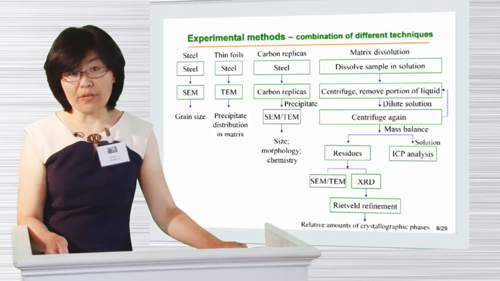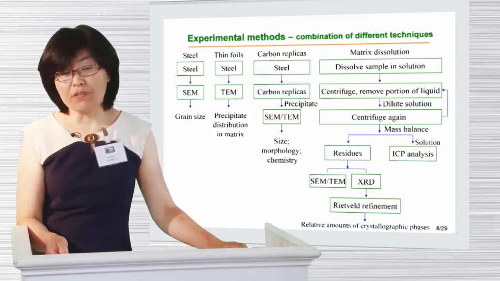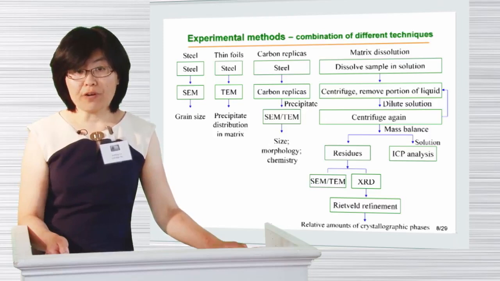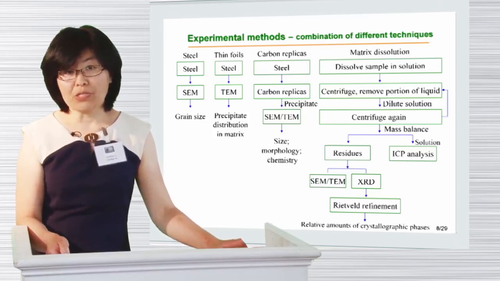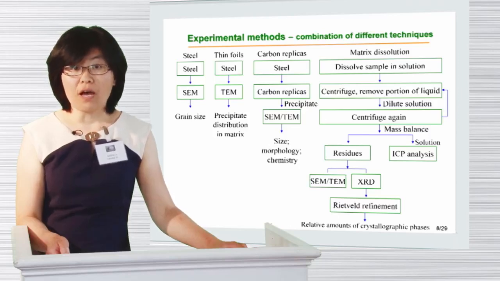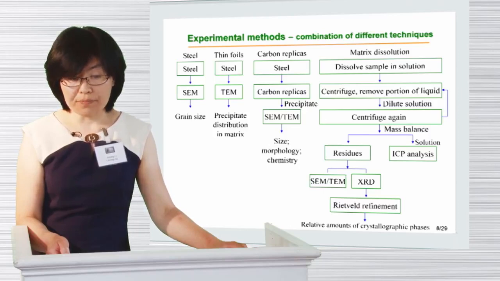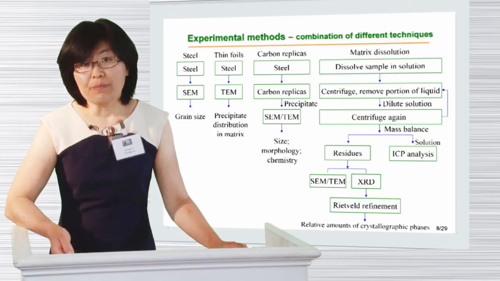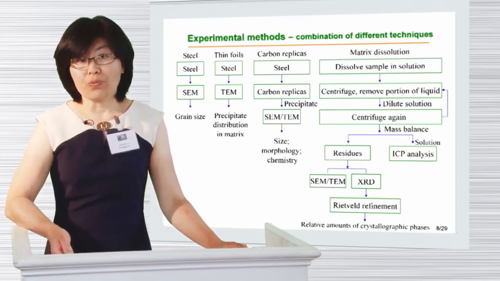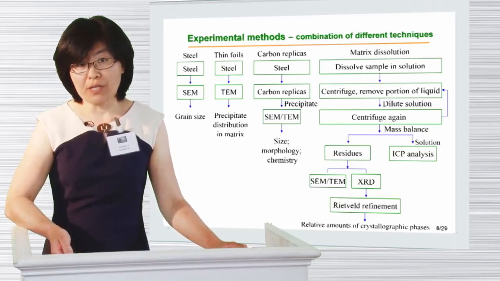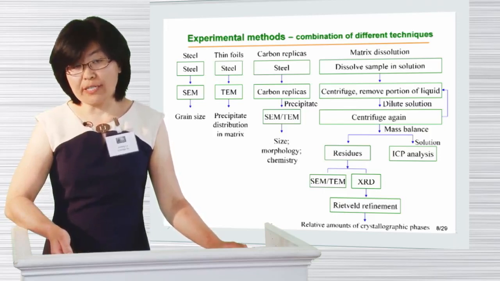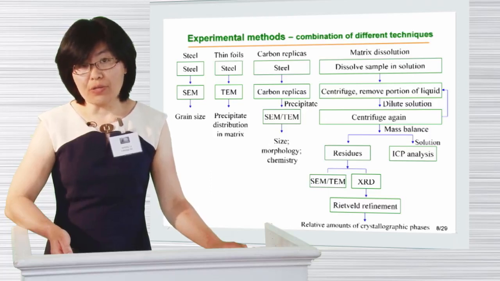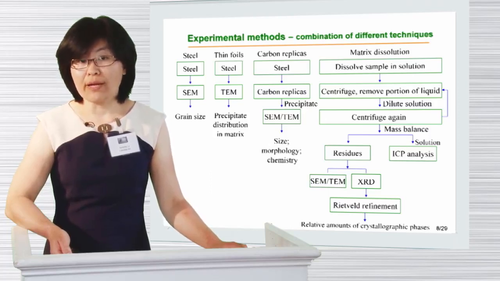So this will help us to determine the crystal structure of these precipitates. And using the Rietveld refinement, it will help us to refine the crystal structure of the precipitates. It will also give us the volume fraction of the precipitates. And with the supernatant that was removed after the centrifuging process, we will bring them for ICP analysis. So for the element concentration analysis, based on the steel chemistry and the ICP analysis, we will get the mass balance of each of the microalloy elements.